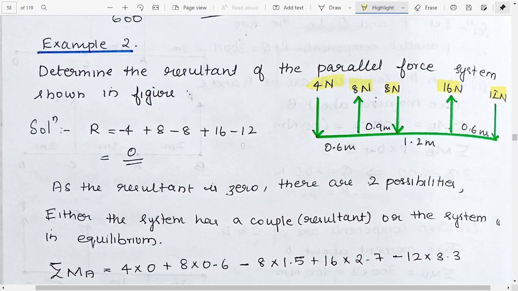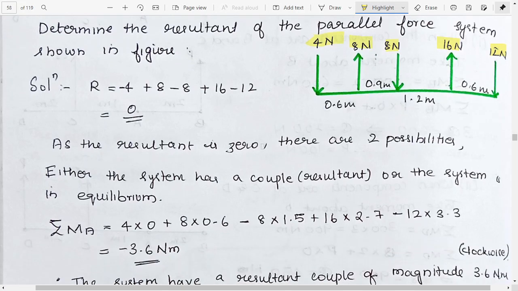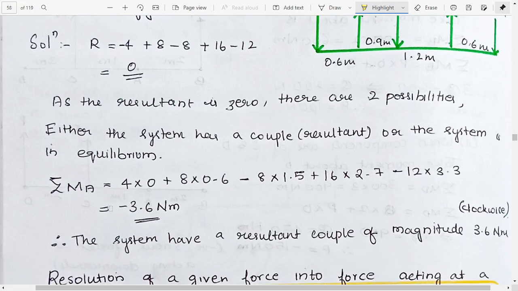So from that we will get the resultant to be equal to 0. As the resultant is 0, there are two possibilities. Either the system has a couple, or the system is in equilibrium. So summation of MA will be equal to 4 into 0, 8 into 0.6 minus 8 into 0.9 minus 8 into 1.5 plus 16 into 2.7 minus 12 into 3.3. From that we'll get summation of MA to be equal to minus 3.66 newton meter.